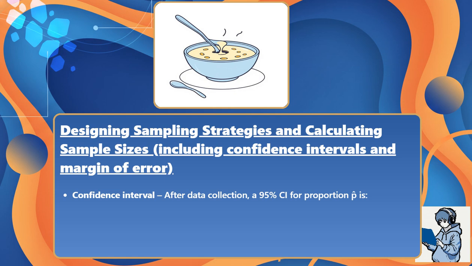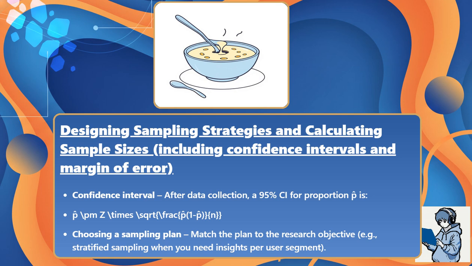After data collection, a 95% confidence interval for proportion p hat is p hat plus or minus z times square root of (p hat times (1 minus p hat) divided by n). Choosing a sampling plan: match the plan to the research objective. For example, stratified sampling when you need insights per user segment.